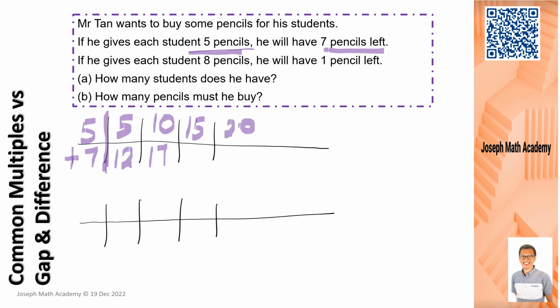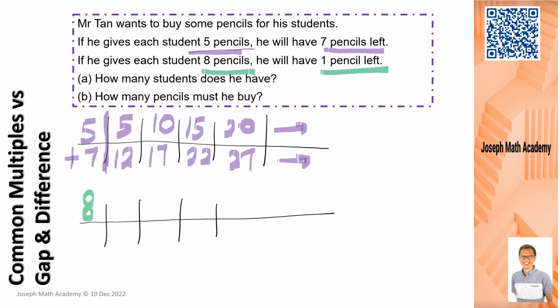Right? Now, after listing the multiples of 5, what we need to do is add 7 to the multiples. And that will be in our second row. So 15 plus 7, that will be 22. 20 plus 7, that will be 27. And the list continues from here. Now, what about if he gives everybody 8?